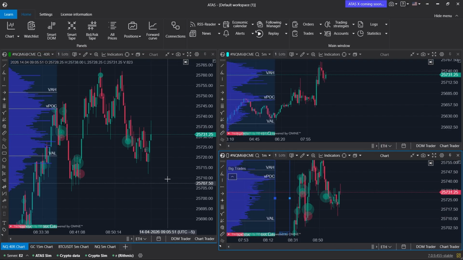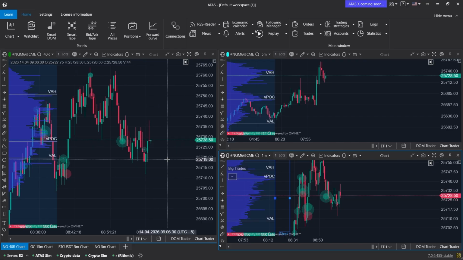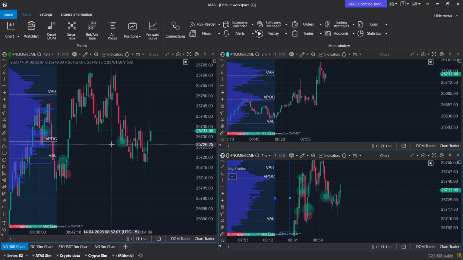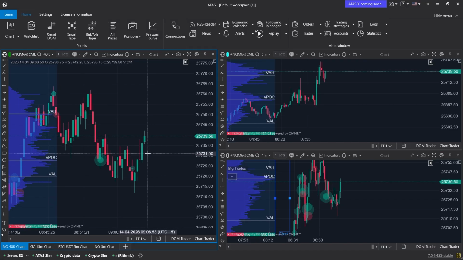Are we waiting for another setup to form? So let's wait and see where it takes us. It came back to the value area low, rejected from the POC, and this great level of support. So if I see my setup, I'll be taking it.